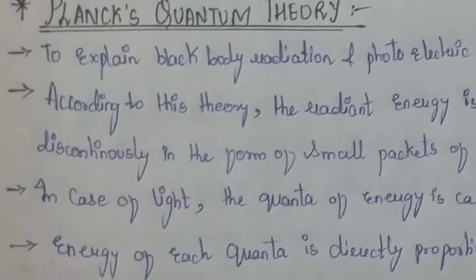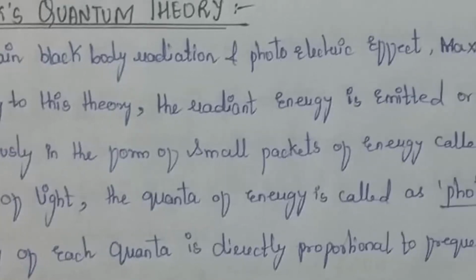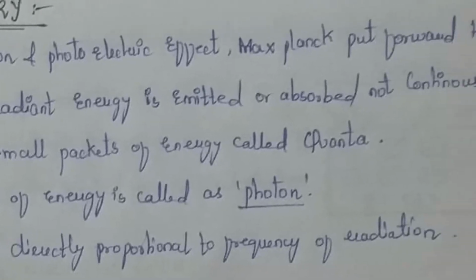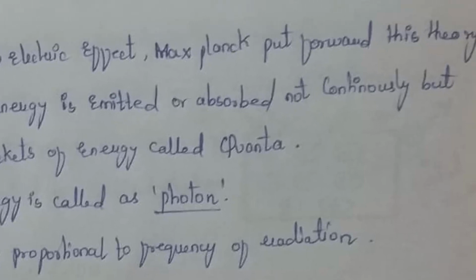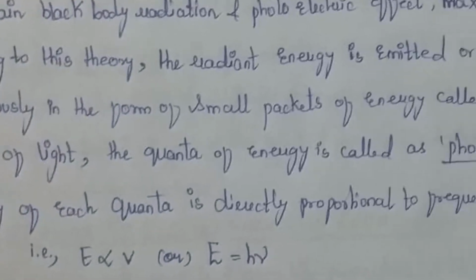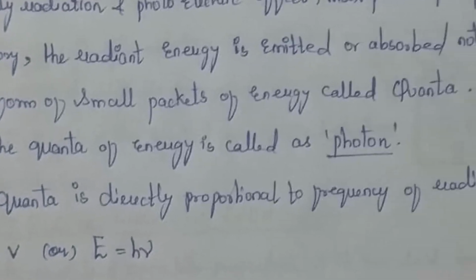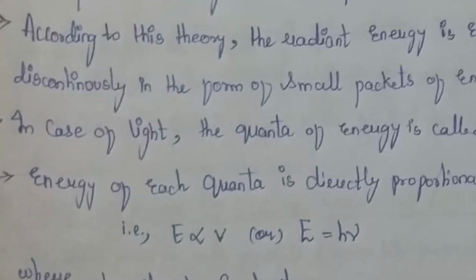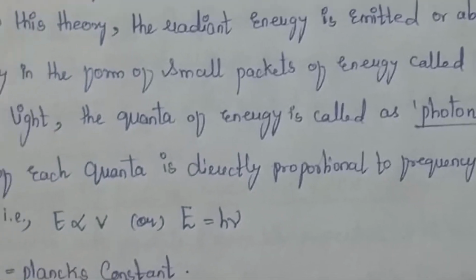Planck's quantum theory. According to Planck's quantum theory, the radiant energy is emitted or absorbed not continuously but discontinuously in the form of small packets of energy, that are called quanta. So, according to Planck's theory, energy is either emitted or absorbed in the form of small packets of energy, which are known as quanta. In case of light, that quanta is also called a photon.